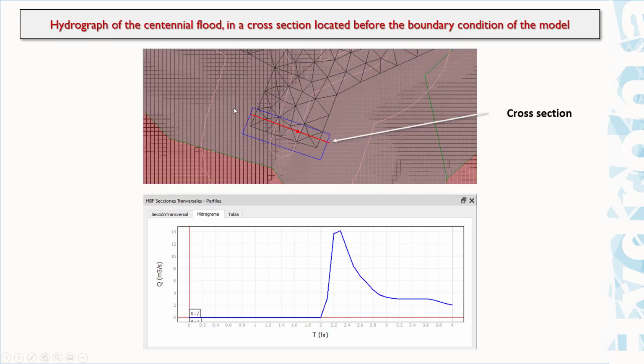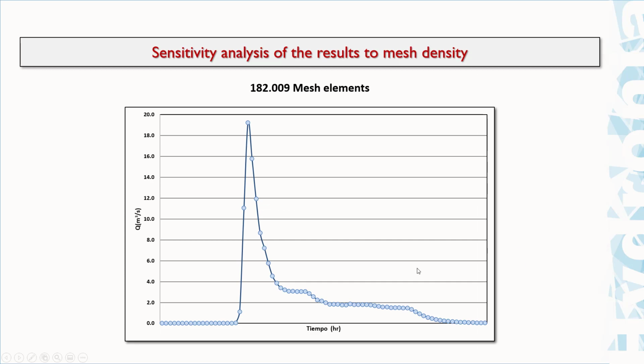And we also, here where we have the outlet of the watershed, can define this cross-section. And defining this cross-section, we can obtain the graph of the hydrograph in this cross-section, the outlet of the watershed. But also we have a table. We can copy that table to the clipboard and then export it to, for example, an Excel book, to do any other type of analysis.